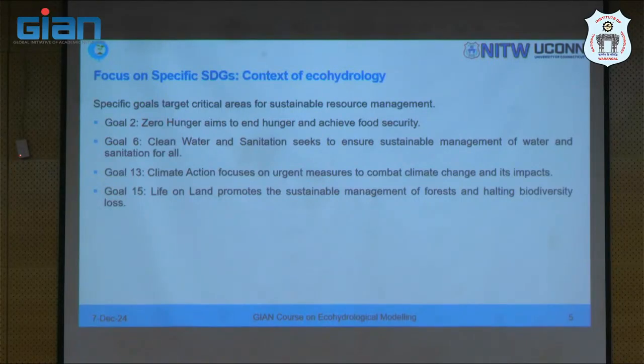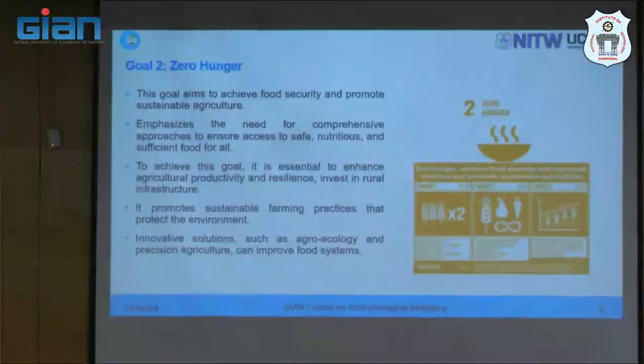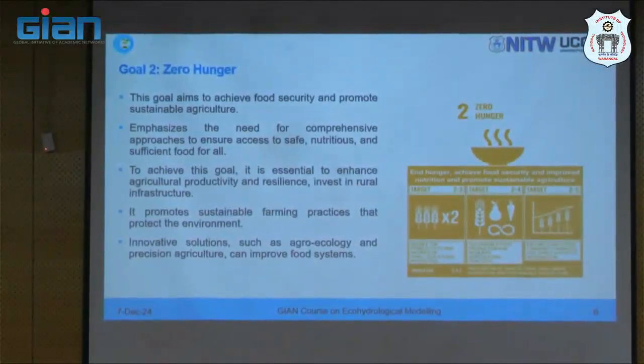So some of these goals, the tools that we have been talking about here, and if you continue to work on these tools, you will be in a position to make a difference and contribute to these sustainable development goals. So zero hunger, right? It aims to achieve food security and promote sustainable agriculture and emphasizes the need for comprehensive approaches to ensure access to safe, nutritious, and sufficient food for all.